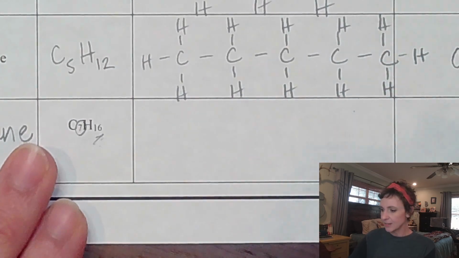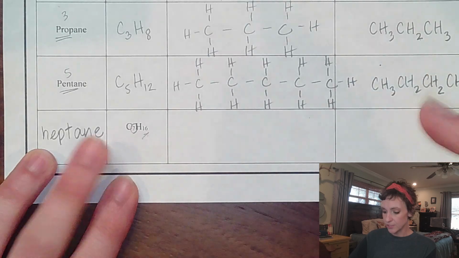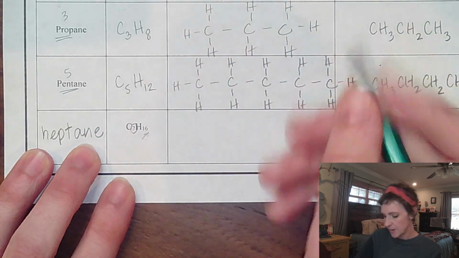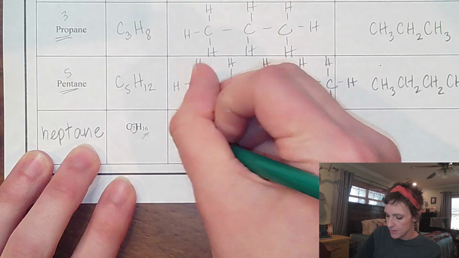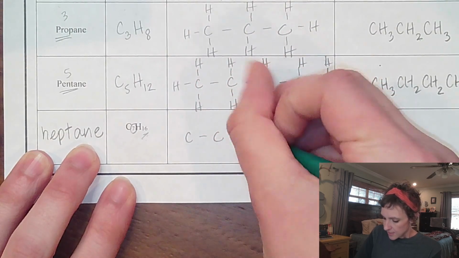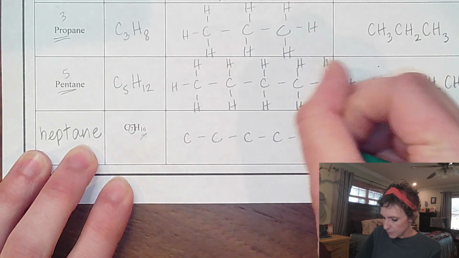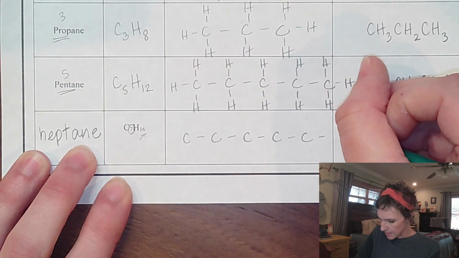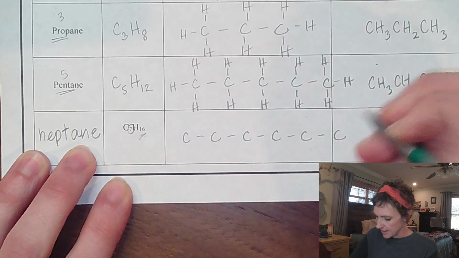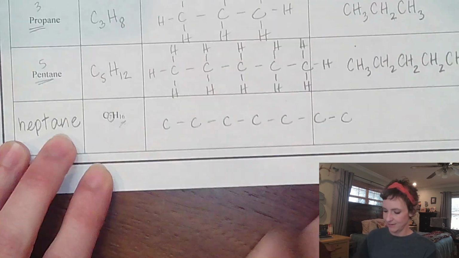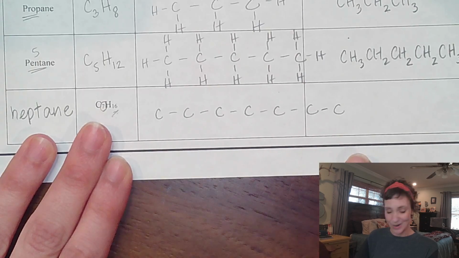Okay, so now let's do the full structural formula. Oh, I'm such a mean person. 7 carbons. Here we go. 7 carbons in a row. I feel like I'm taking up more space than I should. Oh my gosh, I will be taking up a lot more space. I did not plan that out, did I? That's okay. We can roll with this, right? So I got 7 carbons in a row.